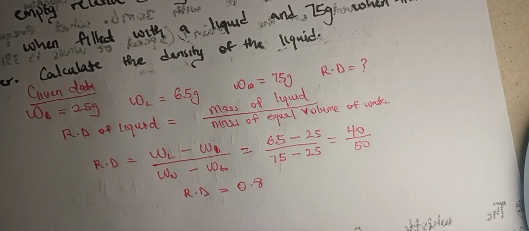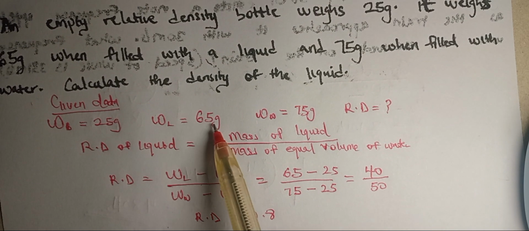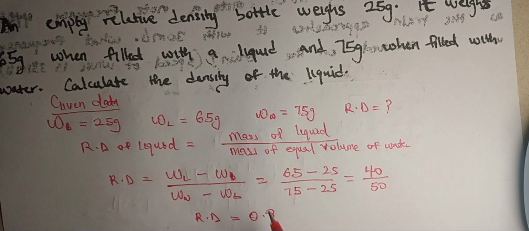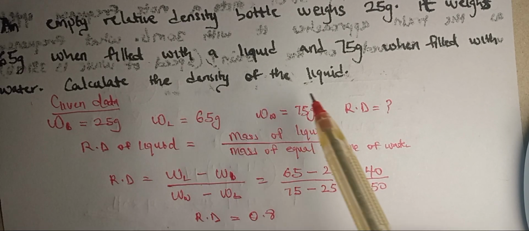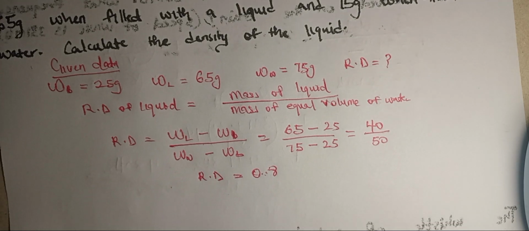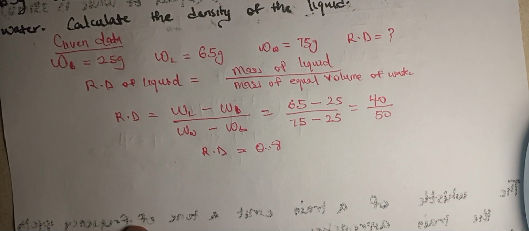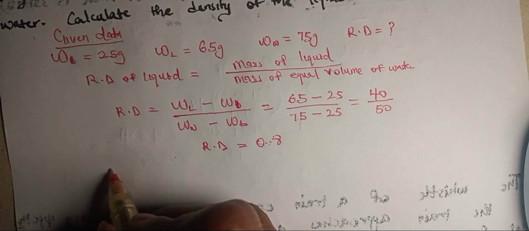So it didn't have a unit. The density that they asked us to calculate here, they asked to calculate the density, but we have gotten the relative density. So we have to convert it back to density now, because they asked to calculate the density, not relative density.